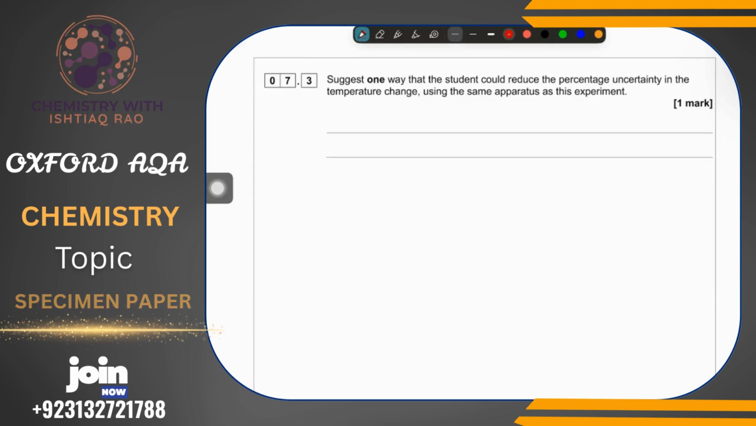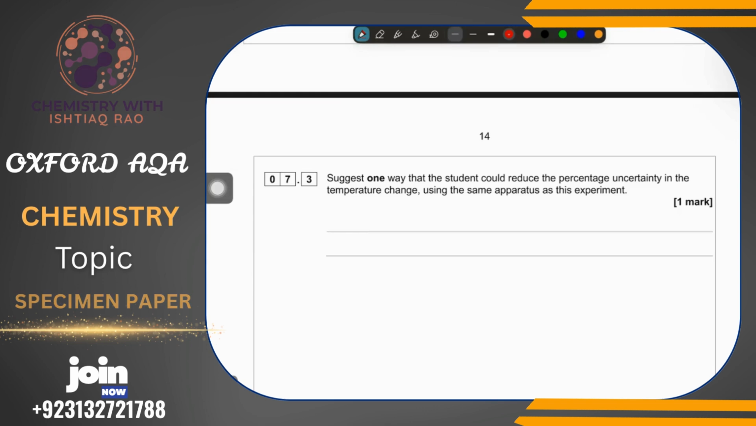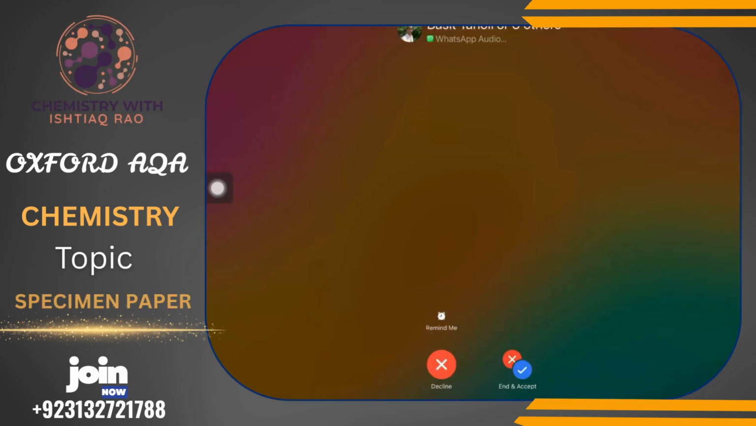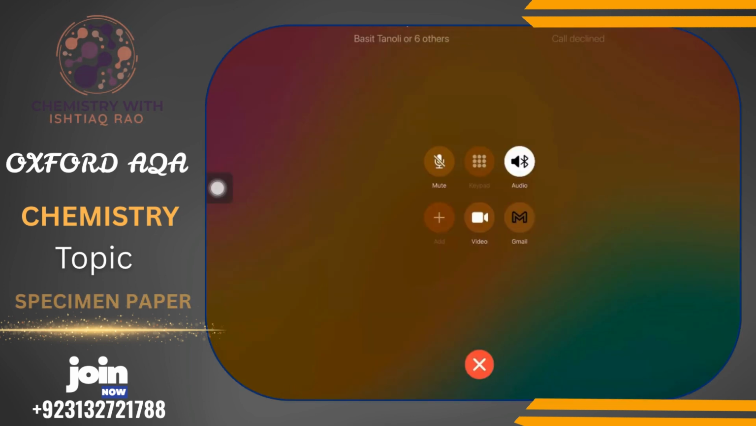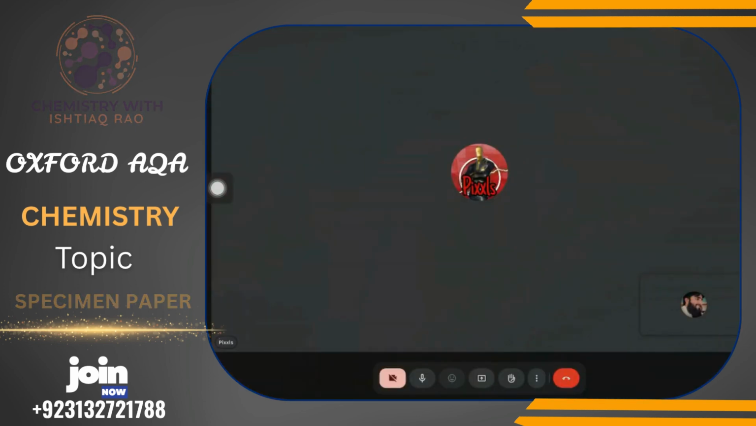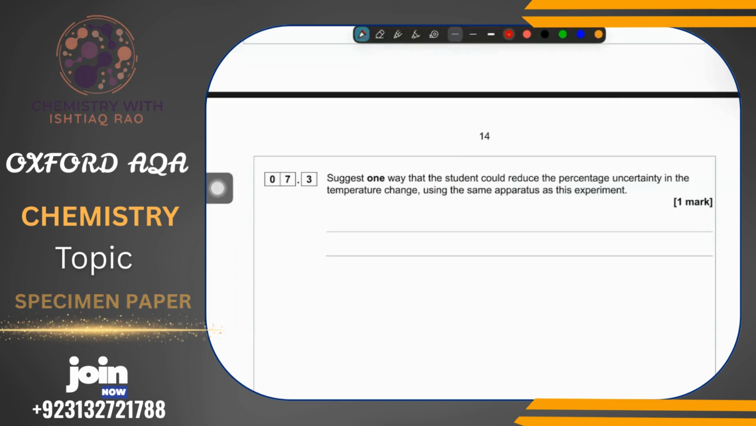Suggest one way that the student could reduce the percentage uncertainty in the temperature change using the same apparatus. Repeat the experiment and find the mean, I think, or the average. You can do it more times, repeat the experiment, and get the average of the answer that he gets each time, I think.